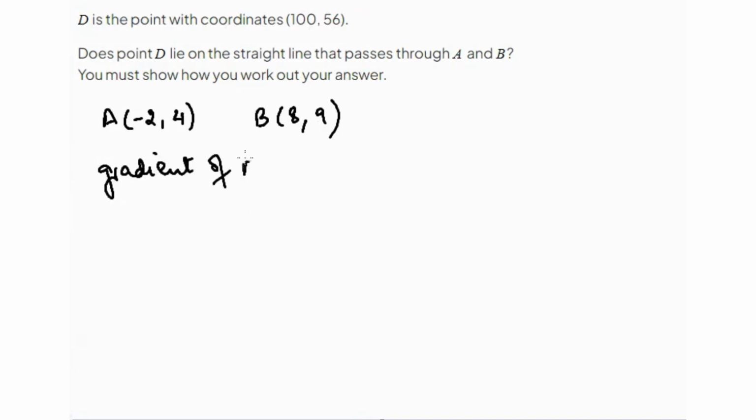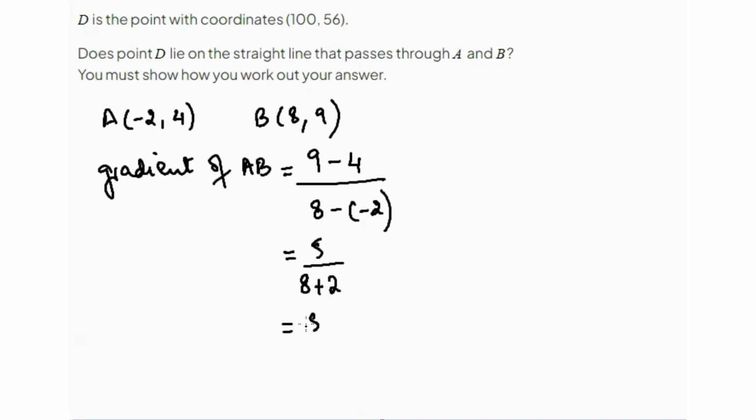So gradient of AB is going to be 9 minus 4 over 8 minus -2. That's going to be 5 over 8 plus 2, which is 5 over 10, and that simplifies to 1 over 2. Now that we have the gradient of AB, we're going to find the slope intercept form of AB. So slope intercept form is y equals mx plus c. So let's replace m with 1 over 2 because that's our gradient.